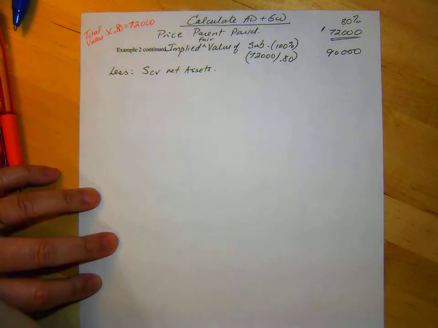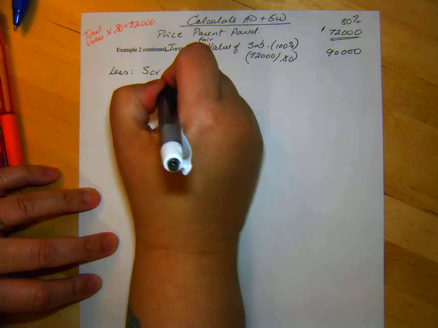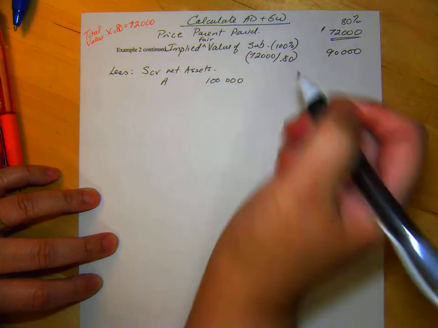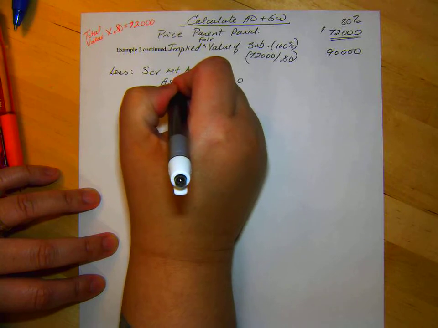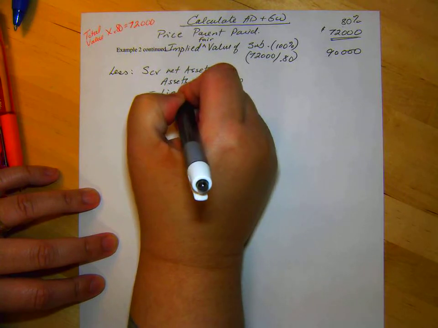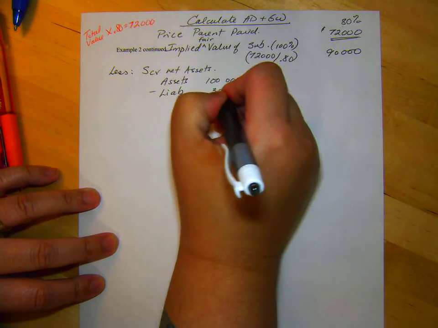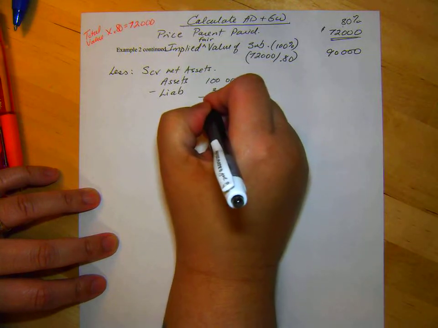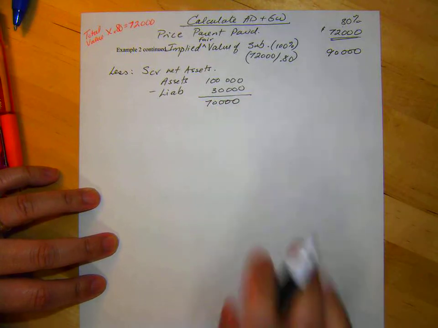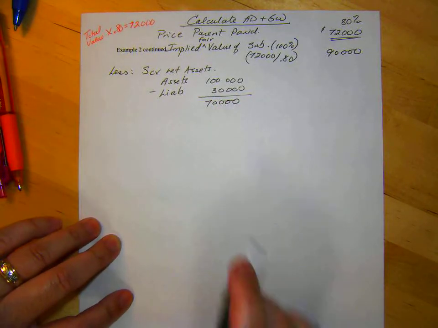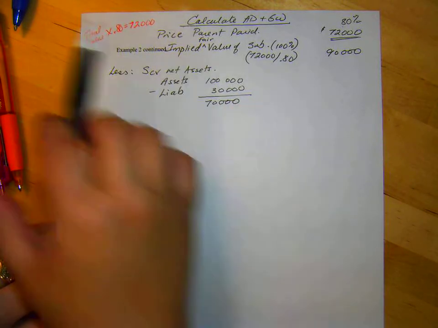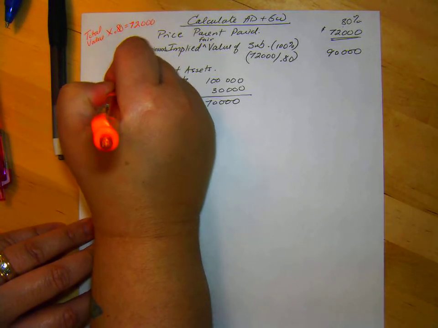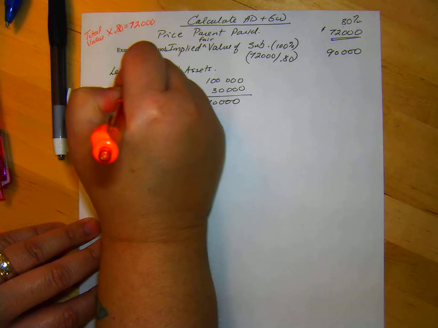And this is going to be a little different. So we start with the assets, which are 100,000 from the last page. We take away the liabilities of 30,000. And normally we have 70,000 out there. And remember, what was the other thing we could do instead of assets minus liabilities? Common shares plus retained earnings.